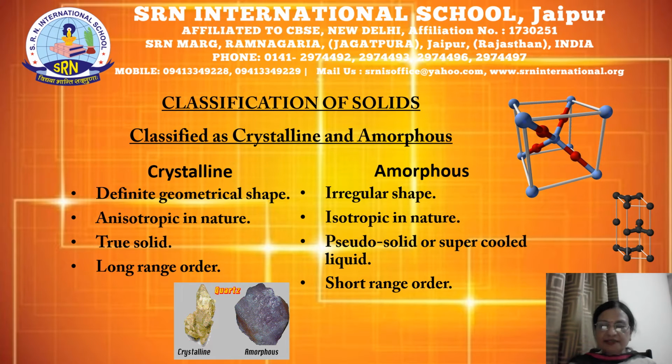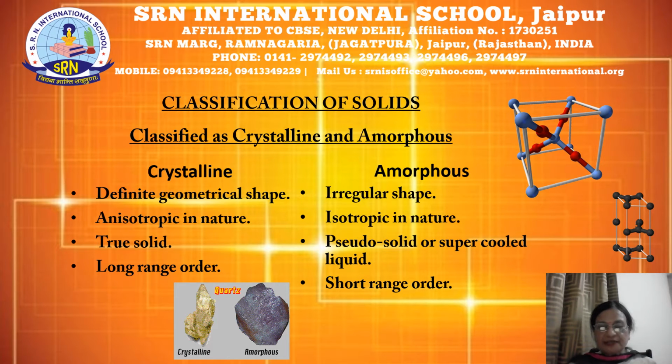Crystalline solids are anisotropic in nature, which means that physical properties like electrical resistance and refractive index have different values when measured along different directions. Whereas amorphous solids are isotropic in nature. Here the physical properties have the same values when measured along different directions. Crystalline solids are true solids, whereas amorphous solids are pseudo-solids or supercooled liquids.